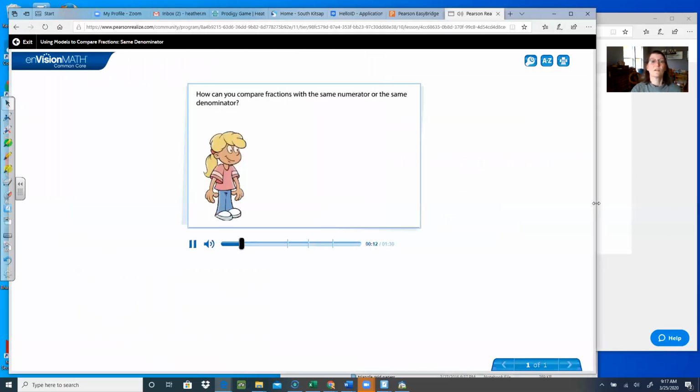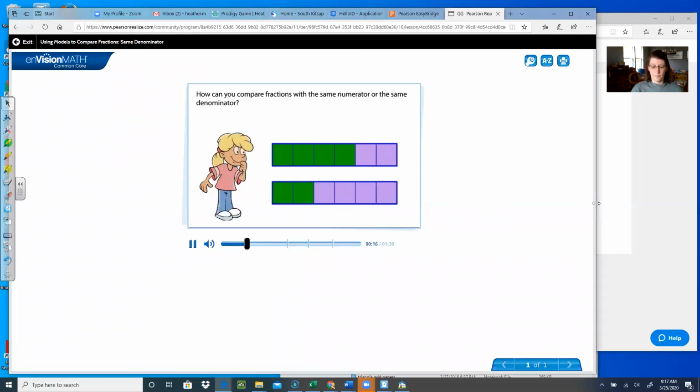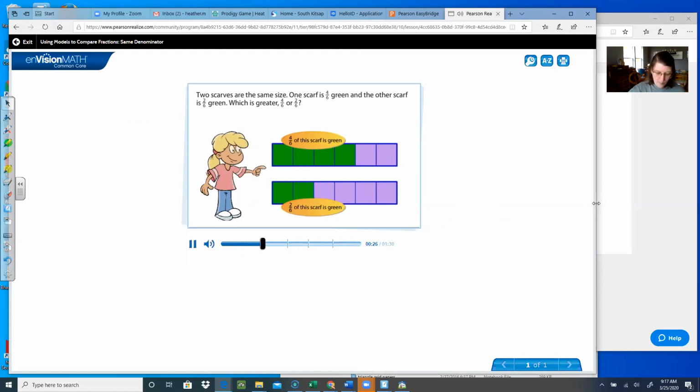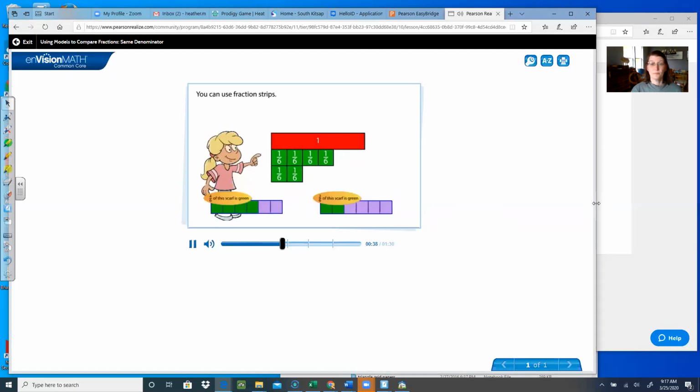How can you compare fractions with the same numerator or the same denominator? Two scarves are the same size. One scarf is 4/6 green, and the other scarf is 2/6 green. Which is greater, 4/6 or 2/6? How can you compare the fractions? You can use fraction strips.